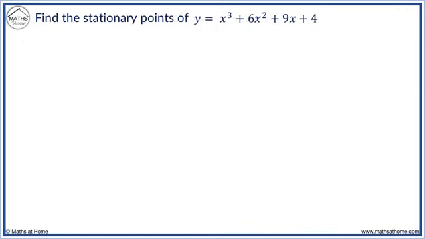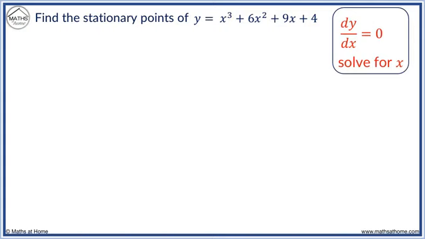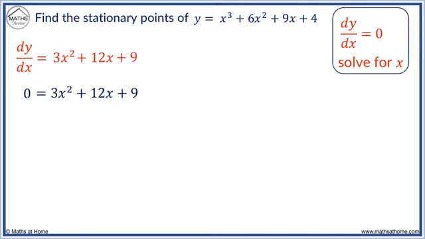Find the stationary points of y equals x cubed plus 6x squared plus 9x plus 4. We set dy dx equals 0 and solve for x. Dy dx equals 3x squared plus 12x plus 9. We set dy dx equals 0. We now solve for x.